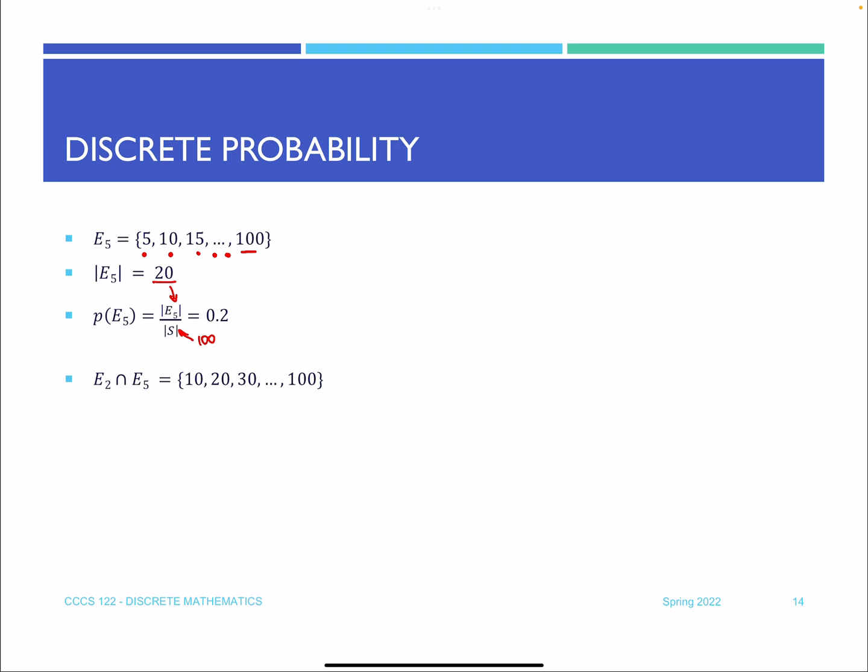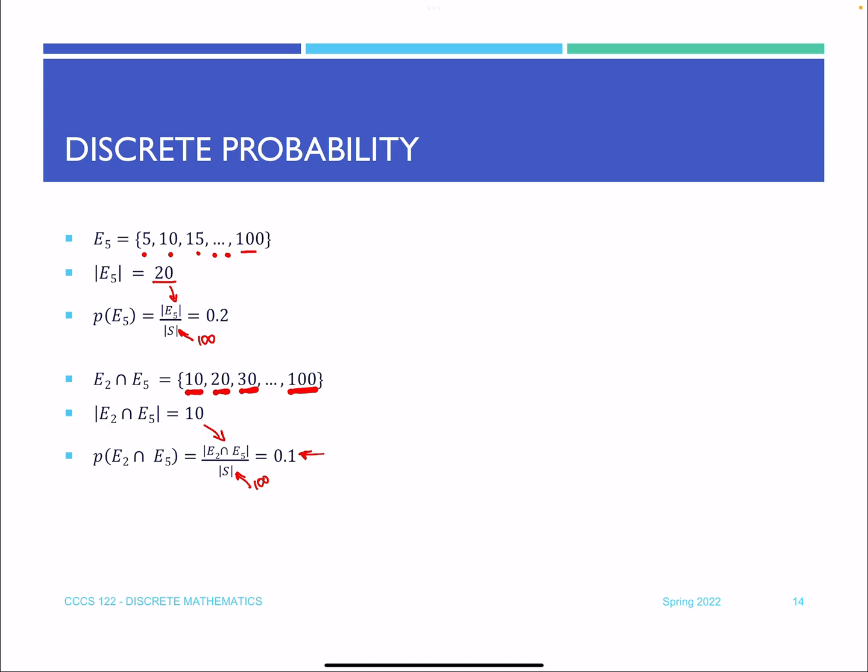And then we have the intersection set. The intersection of E2 and E5 contains the numbers 10, 20, 30, 40, 50, 60, all the way up to 100. The cardinality of the intersection set of E2 and E5 is 10, which means the probability of the intersection event of E2 and E5 is 10 divided by 100, or 0.1.